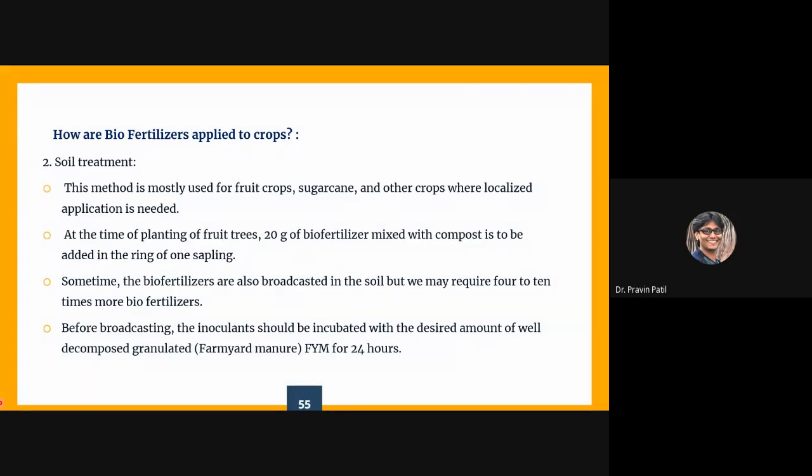Sometimes it can also be added with farmyard manure, so the manure is mixed with the biofertilizer. There are two things happening here. Equal distribution of biofertilizer can be attained. Apart from that, the farmyard manure will act as a potential platform for those microbes to survive, so they can efficiently start proliferating in that surrounding. And if they are proliferating in larger amounts, of course they would eventually be helpful to the plant.